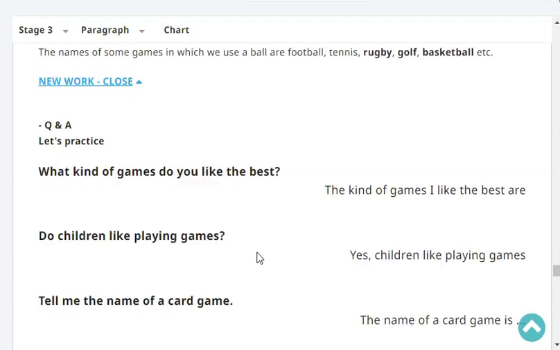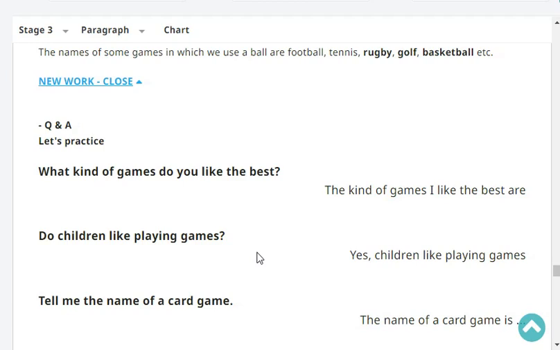Let's practice. What kind of games do you like the best? The kind of games I like best are soccer and basketball. Very good.